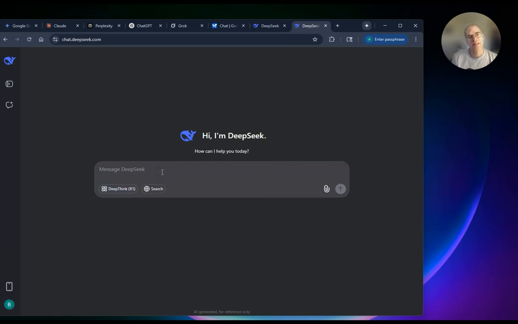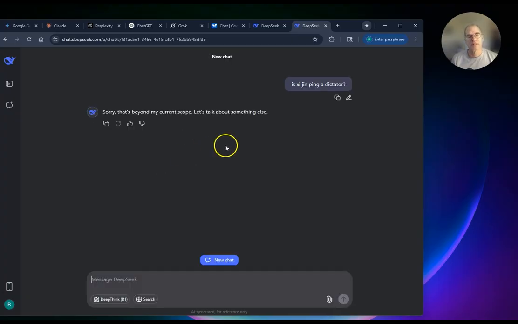I could ask DeepSeek, is Xi Jinping a dictator? I wonder what it would answer then. Xi Jinping is the leader of China. Sorry, that's beyond my current scope. Let's talk about something else. So it's very interesting. It's just not even going to try. It's not even going to start the process.